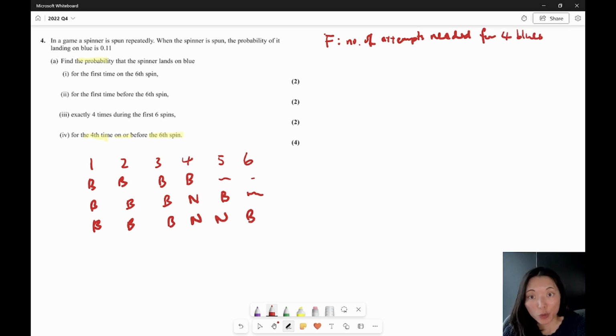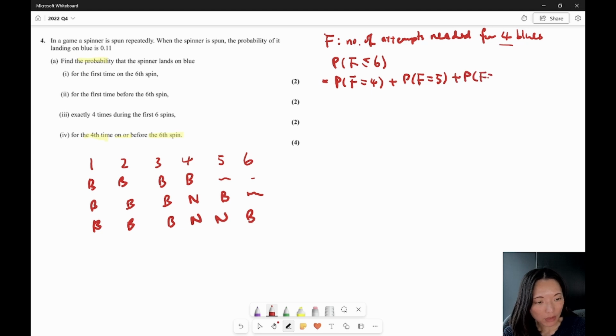I use the negative binomial distribution because the number of successes is fixed. So here it's fixed at 4. And I'm interested in the total number of events to be 4, 5, or 6, because the question is telling us I want that 4th time blue to happen on or before the 6th spin. So in mathematical notation, the probability I'm interested in is the probability of F less than or equal to 6. Effectively, that's the probability of F equals 4, or the probability of F equals 5, 5 spins, I get 4 blues, or the probability of F equals 6.